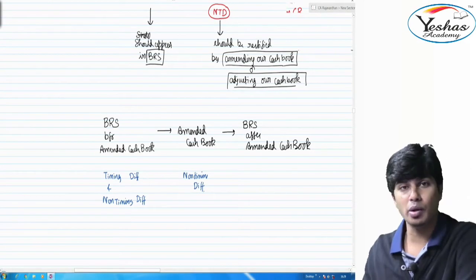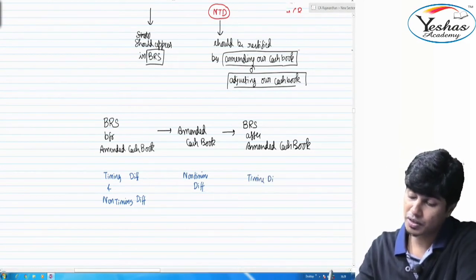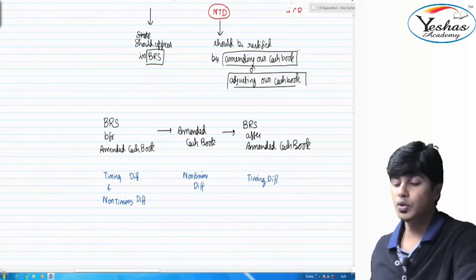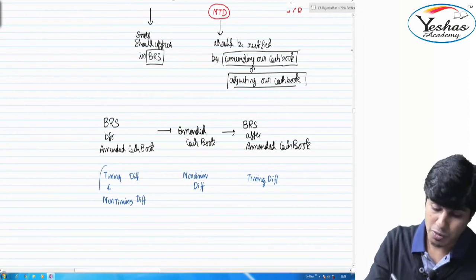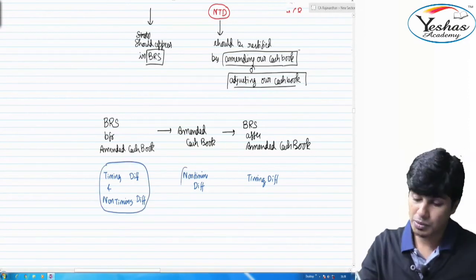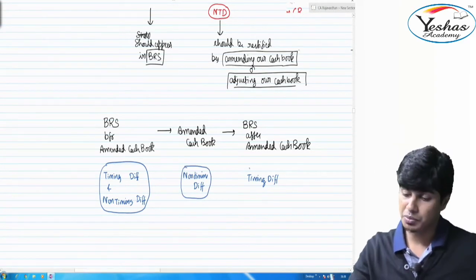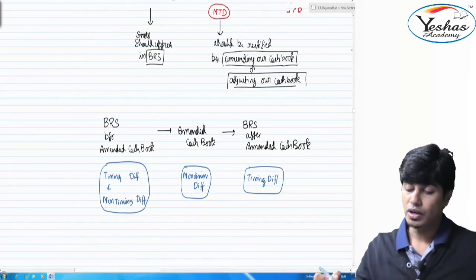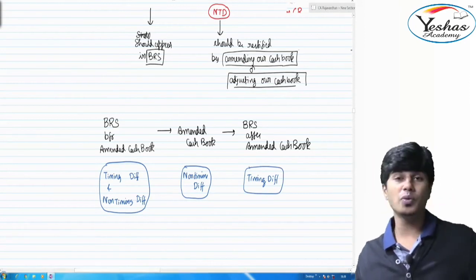Non-timing differences will be put to amended cash book, and only pure timing differences will continue to appear in BRS after amended cash book. You get that? So in the BRS before amended cash book, we have timing differences as well as non-timing differences. In the amended cash book, we have only non-timing differences. Whereas in the BRS after amended cash book, we'll have exclusively timing differences. You get this? Now, I'll help you out with this with the help of a problem.